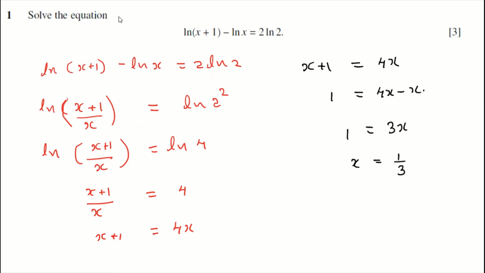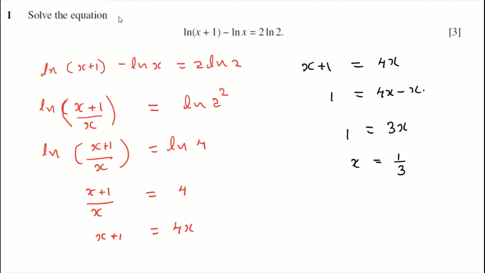We've got to solve the equation ln(x plus 1) minus ln x equals 2 ln 2. Here also we can apply rules of logarithm. On the left hand side we can apply ln of (x plus 1) over x, as minus means division. On the right hand side we can say ln 2 to the power 2. The coefficient is taken inside the logarithm as a power. So now we have ln of (x plus 1) over x is equal to ln 4.